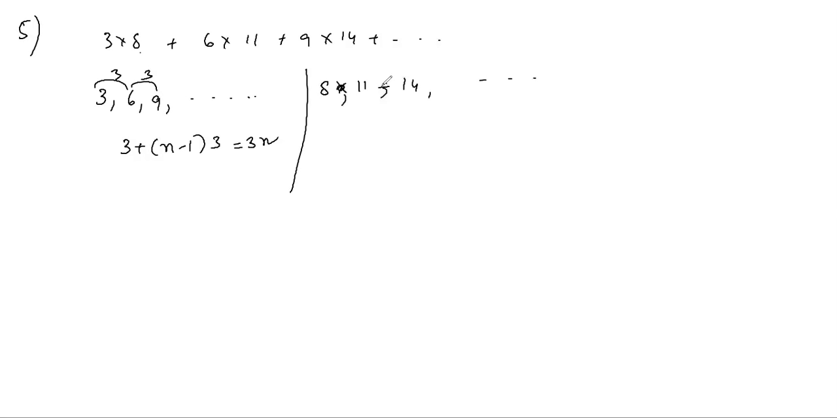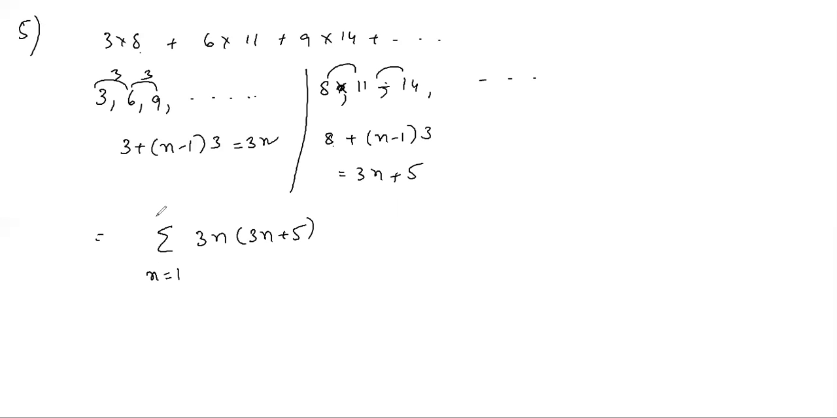Don't worry, in the exam they will give at least 4 terms. So here the nth term is 8 plus n minus 1 into difference. Same 3. So 3n plus 8 minus 3, 5. 3n plus 5. So what is the nth term of the sequence? Without writing, I am applying sigma notation. First term 3n, second term 3n plus 5. Here you have to write 15 terms, n equal to 1 to 15.